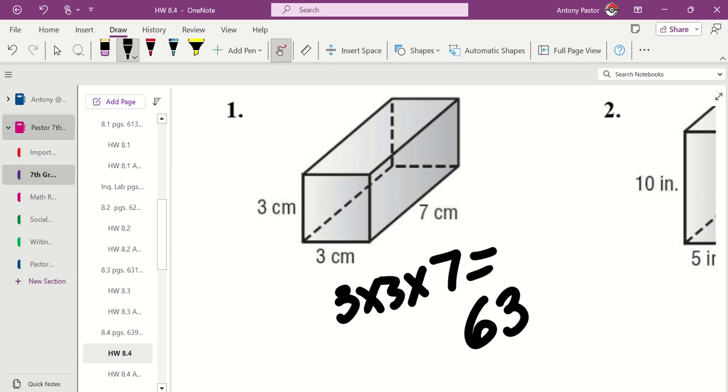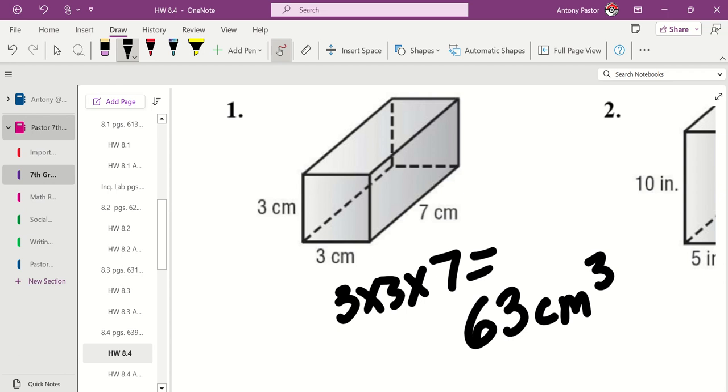63. You guys are all over the place. Together. 63. That was somehow worse. Let's try that again and not yell. 1, 2, 3. 63 centimeters cubed.